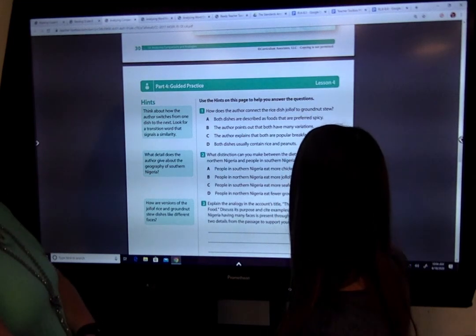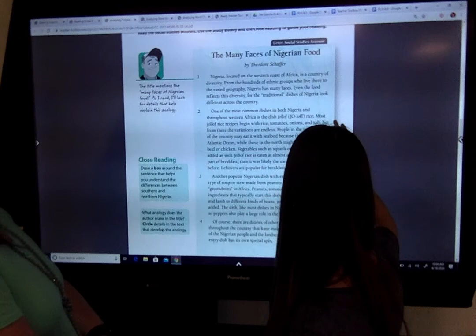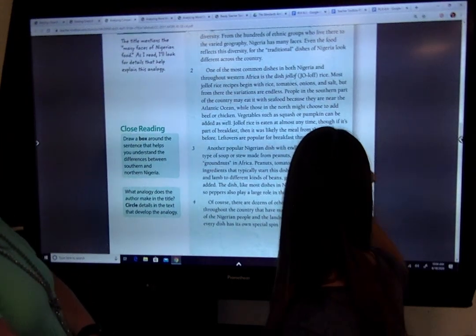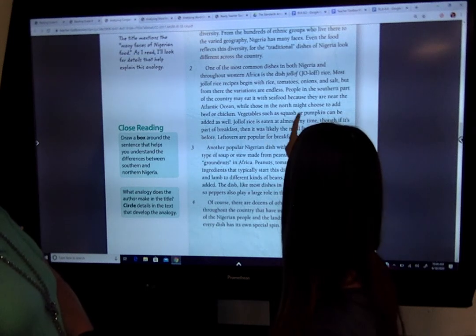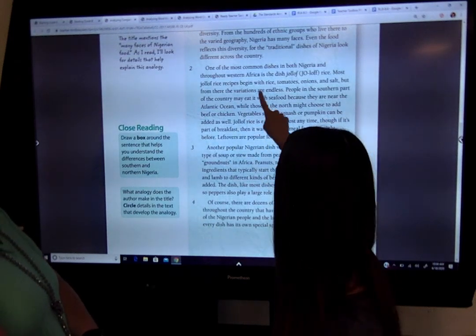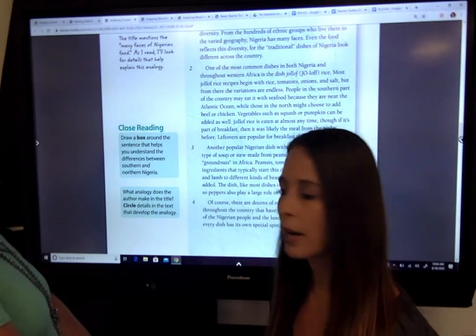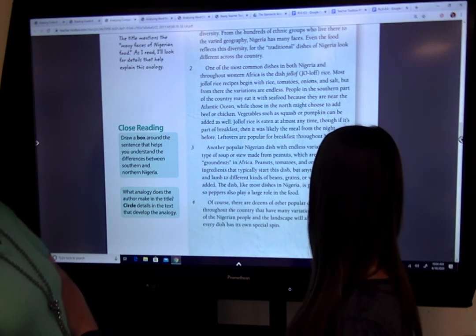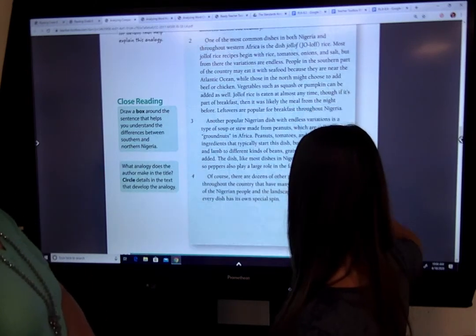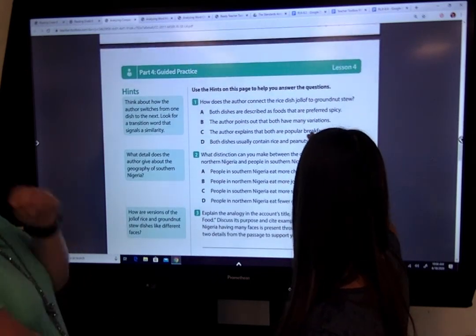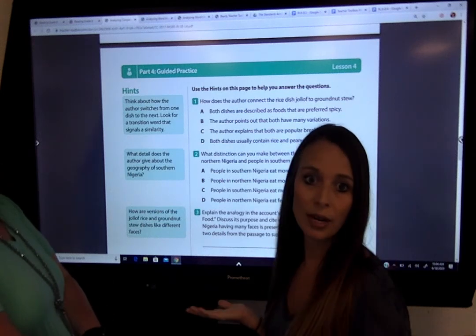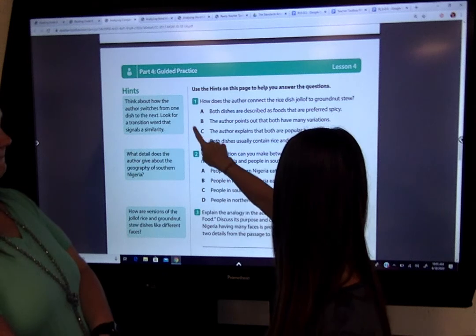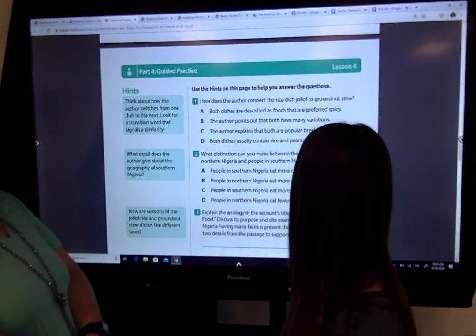So I go back in the story, and I'm looking at paragraph 2 because that's where it talks about jollof. Well, in paragraph 2, does it say anything about jollof being spicy? I don't see anything. If you reread it, I'm looking for that word spicy. But if I look in paragraph 3, I do see it says that this dish is preferred spicy. But remember, the answer choice said both dishes. Well, they're both not spicy, only groundnut stew is. So it cannot be answer choice A, so I would cross that choice out. So let's look at B.